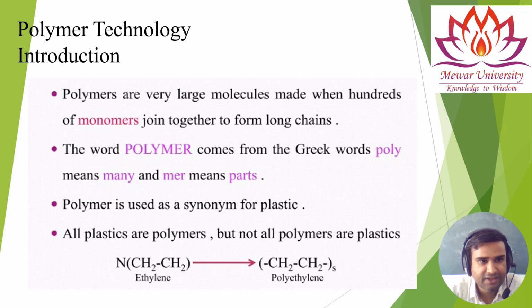Polymers are basically very large molecules that are made up of hundreds of monomer units that join together and form a long chain. The word polymer means poly, many, and mer, parts. So many parts join together. Polymer is used as a synonym for plastics. You can say all plastics are polymers, but all polymers are not plastics.